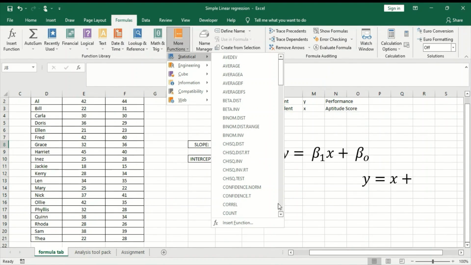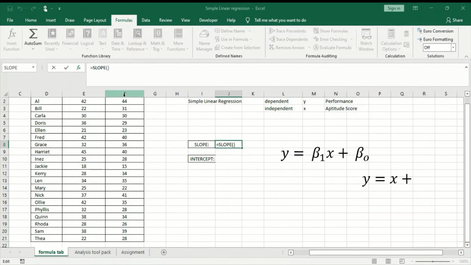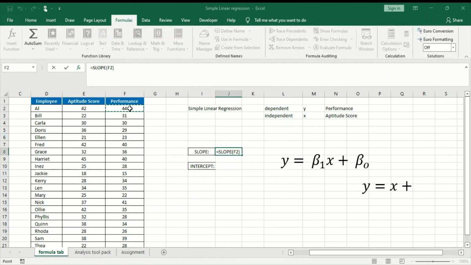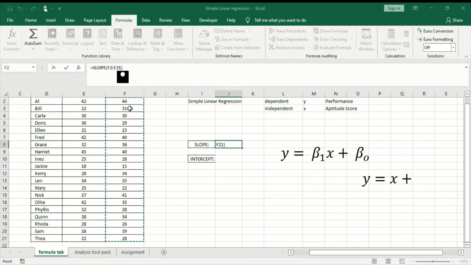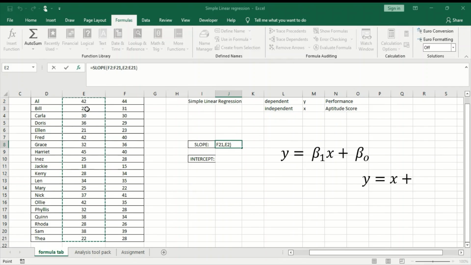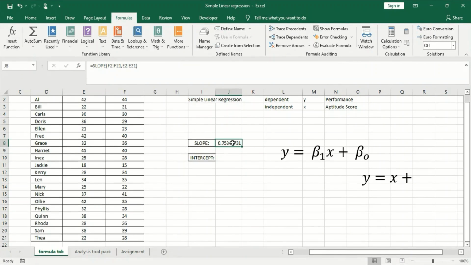Statistical, let's go to slope. From here I'm going to pick this and then go to my x. Our x is from here downward. So from here I'm going to click OK. So we have our slope here. Now let's pick our intercept. Our intercept is this B0.